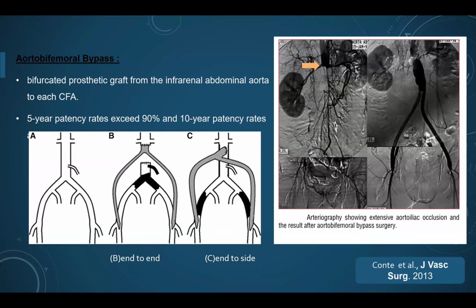Here you can see two types, end-to-end and end-to-side. End-to-end is usually the preferred method, which has non-turbulent flow. In end-to-side, the problem is the anastomosis requires a longer segment of disease-free aorta. The most common cause of failure of this aortofemoral bypass graft is progression of atherosclerosis in the femoral artery, and there is a chance of neointimal hyperplasia at the distal anastomosis site.